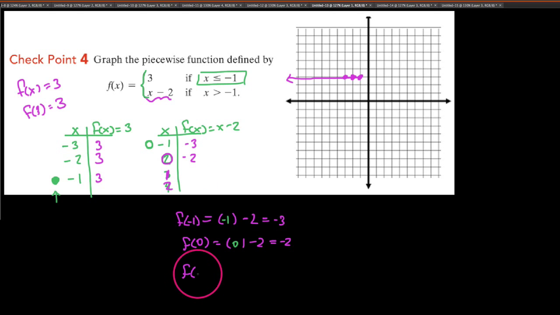If we plug in 1, I hope you can start to see a pattern here. We get 1 minus 2, which is negative 1. These are all increasing by 1 every time. In this particular case, we get 0 here. So I'm going to go graph all these points.